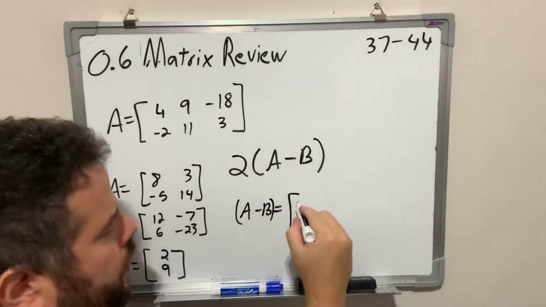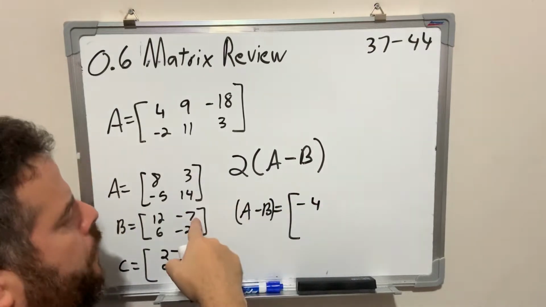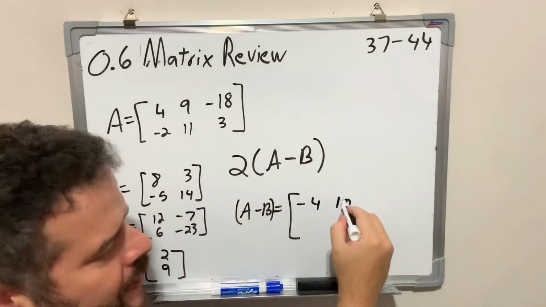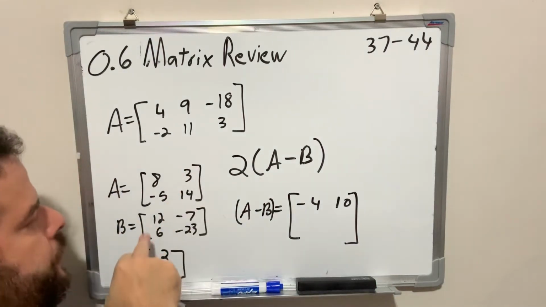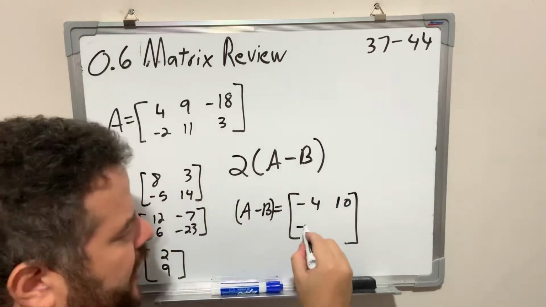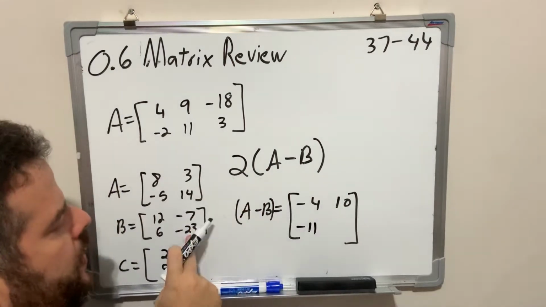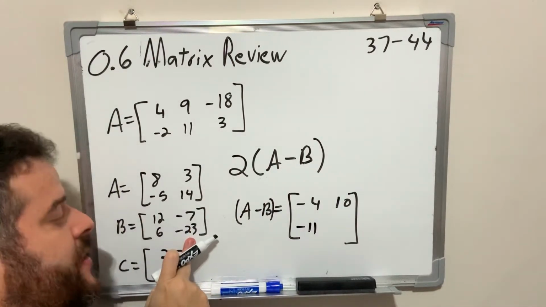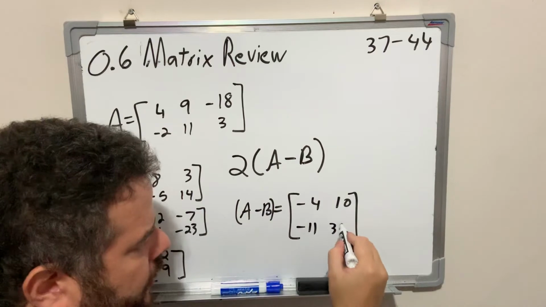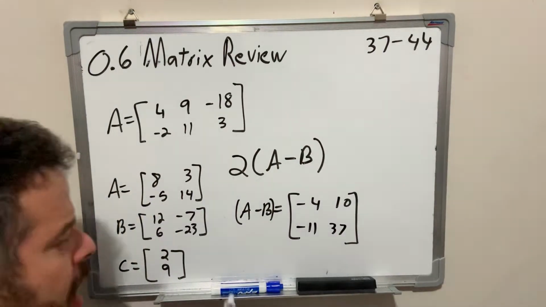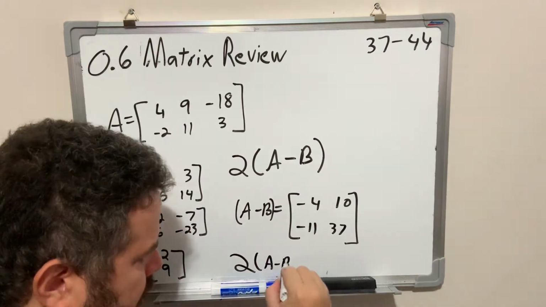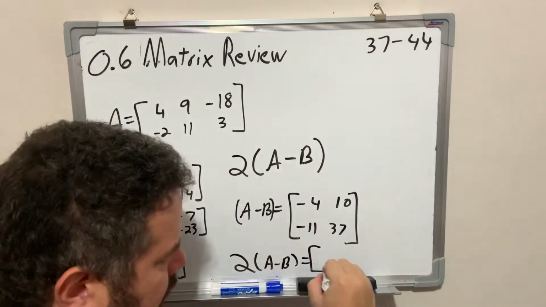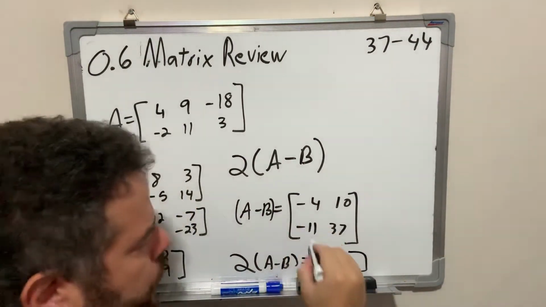8 minus 12 is negative 4. 3 minus negative 7. I just erased the other answer. Had I known. Negative 5 minus 6, negative 11. 14 plus 23, because remember we changed the sign, it's 37. And now I'm going to scale it by a factor of 2. That means I'm going to multiply every element by 2.